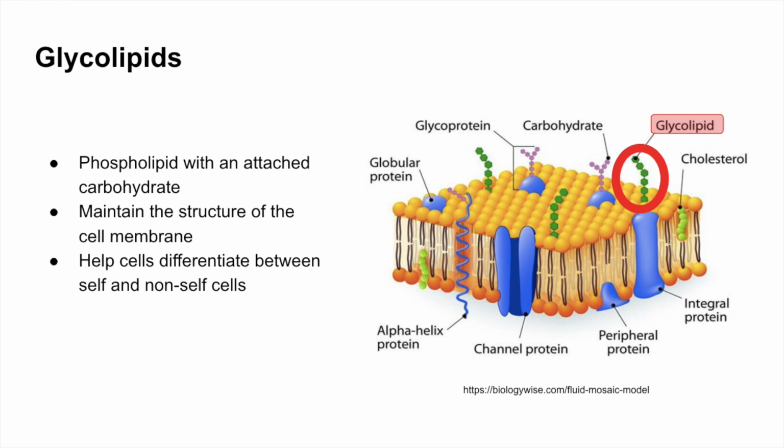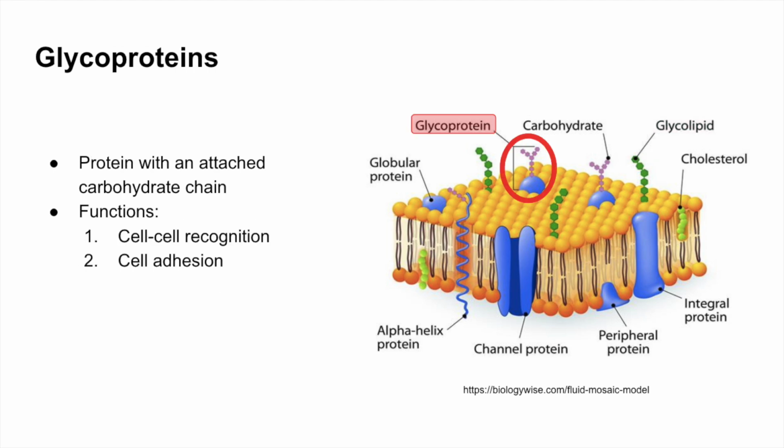Next, we have glycolipids. These molecules are made of a phospholipid with an attached carbohydrate. They maintain the structure of the cell membrane and help cells differentiate between self and non-self cells. Glycoproteins are made of a protein with an attached carbohydrate chain. They have 2 functions. Cell-cell recognition, meaning they enable proteins to recognize another cell as familiar or foreign, and cell adhesion, so they help cells attach to and bind to other cells.